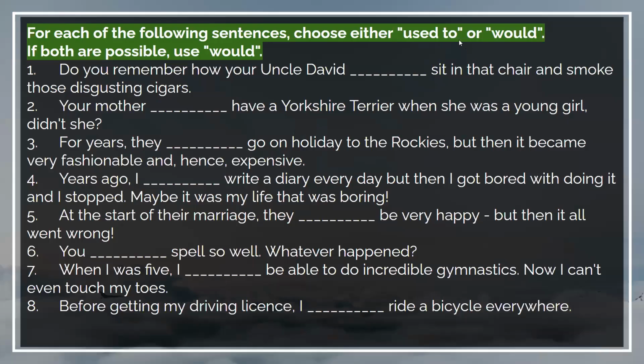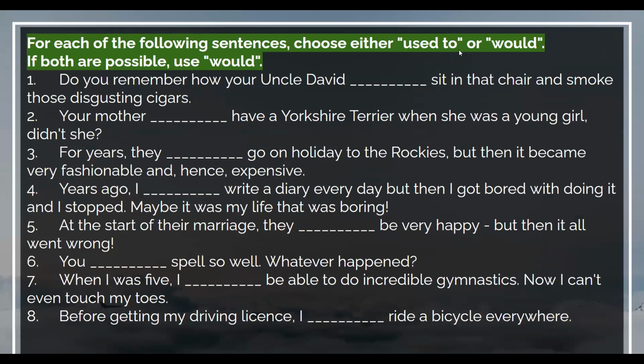Okay, I have some more exercises here for you. It says, for each of the following sentences, choose either used to or would. If both are possible, use would. So this is going to be like we have been doing so far. We know that in theory, in all of the sentences where you use would, you can use used to as well. But not in all of the sentences where you use used to, you can use would.